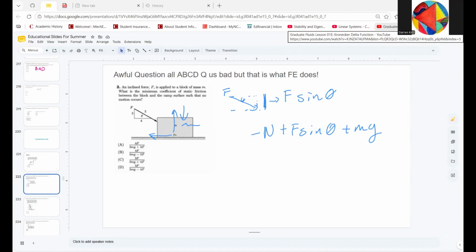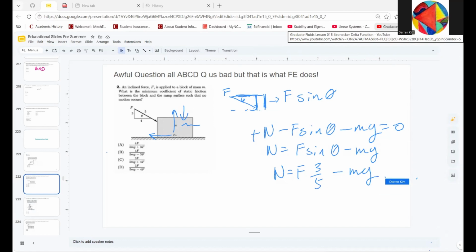No, I'm wrong. What am I doing? It really doesn't matter, but that's how you're supposed to do it. This equals 0, so the normal force is found. The normal force is equal to F sine theta minus mg. Oh, wait, I'm doing this wrong. No, I'm right. And N equals F sine. So sine is over here, so that's like a 3, 5 triangle. 3/5 F minus mg.